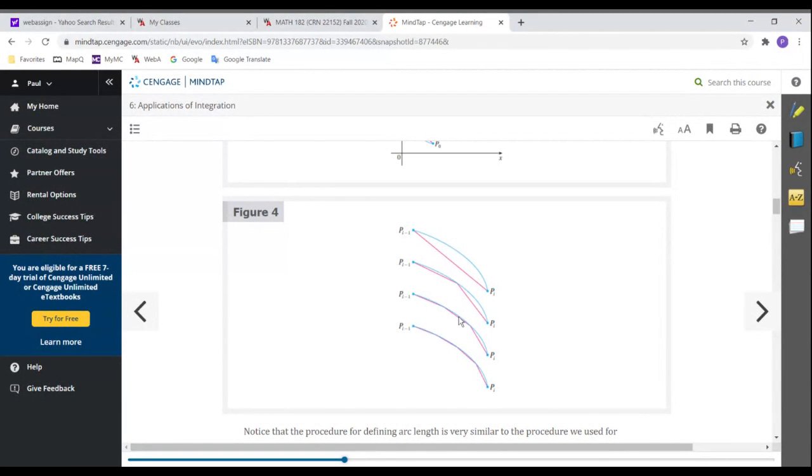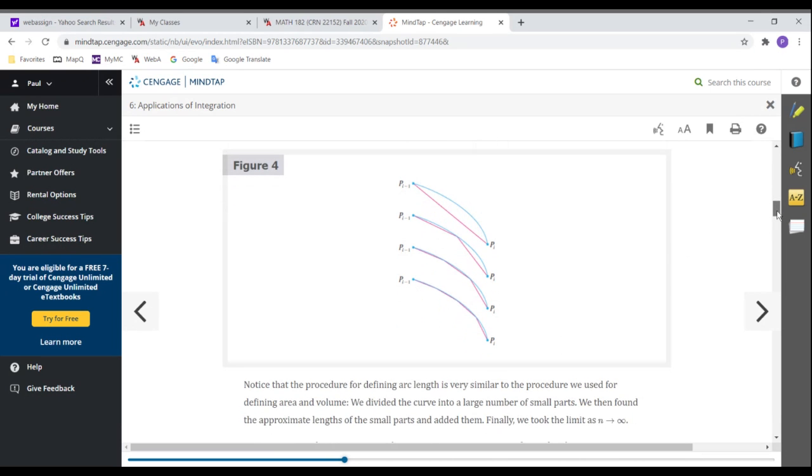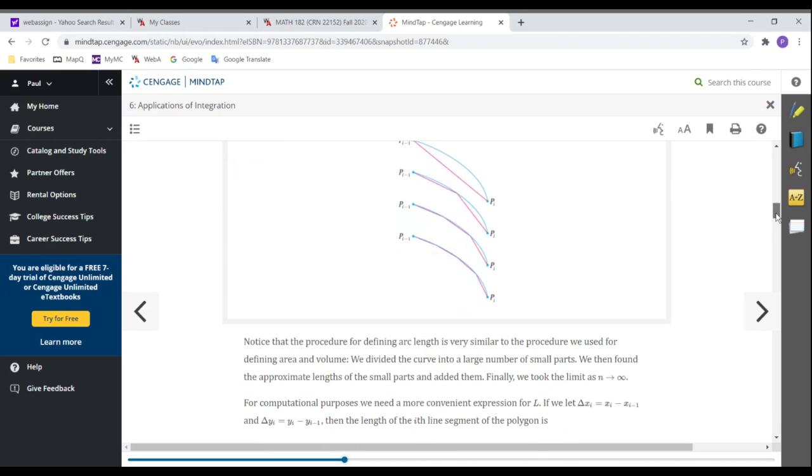And then the third picture, they use three line segments, and then the fourth picture, they have four line segments. If you add up the lengths of each line segment in that fourth picture there in figure 4, you're going to get a pretty good approximation. But again, we want to find the exact length of the arc. So to find the exact length of the arc, we have to come up with a formula.